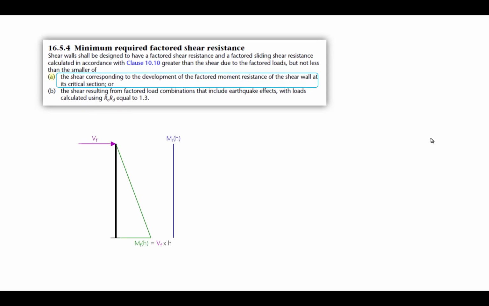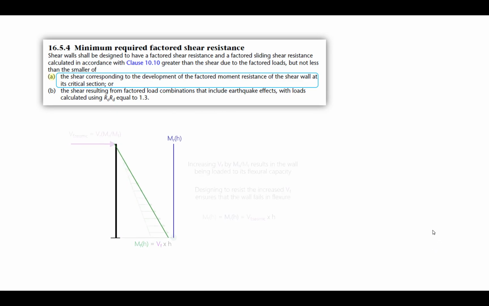If you take a look at this clause, there's part A and part B. Part A is looking at the shear corresponding to the development of factored moment resistance of the shear wall at its critical section. What does that mean? We have a factored shear, and we ask ourselves how much this shear would need to be increased so that the wall is for sure going to fail in flexure. If we amplify this force, how much do we have to do that to get our moment envelope for our factored moment to actually reach our resistance?